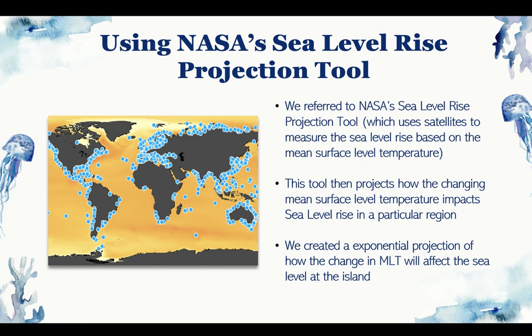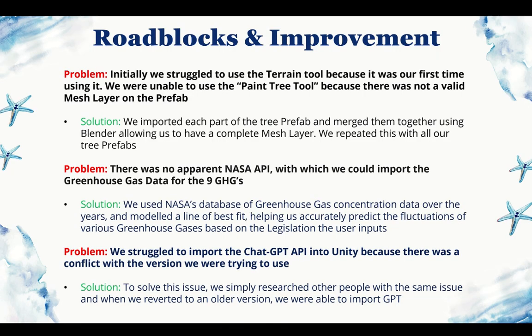So we also use NASA's sea level rise projection tool, which uses satellites to measure the sea level rise based on the mean surface level temperature. And this is how the greenhouse gases affect the sea level rise. Instead of doing this, we model it by using an exponential projection of how the change in MLT will affect the sea level at the island. And this allowed us to translate the greenhouse gas concentration to the sea level rise.